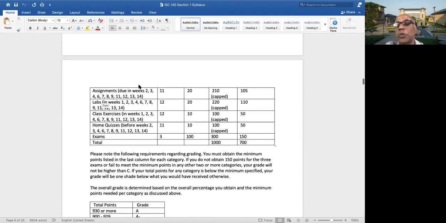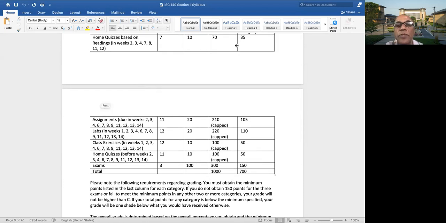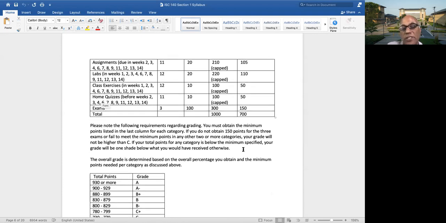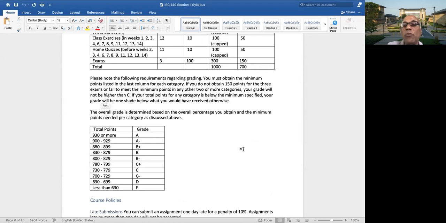subject to another constraint. For every one of these categories, you must score at least 50%. If you don't, there is going to be a penalty. So the grade may not be what you get in this table. It could be less. So if you don't get at least 50% for the 3 exams together, your grade will not be more than a C.